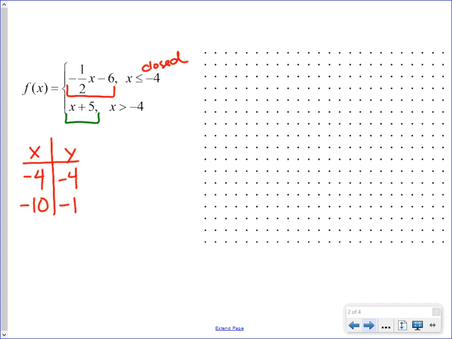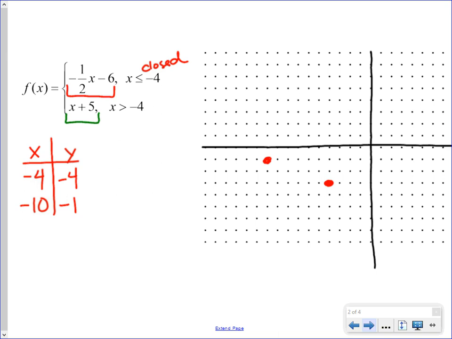Okay, so I can plot those two points. Remember, these are both closed points. So negative 4, negative 4. I've got to make a coordinate plane here. Okay, I'll go right about here. And so I'm going to go left 4 and down 4, and that can be a closed circle. And then negative 10, negative 1: 10 to the left and 1 down. Okay, that's another point on my line.